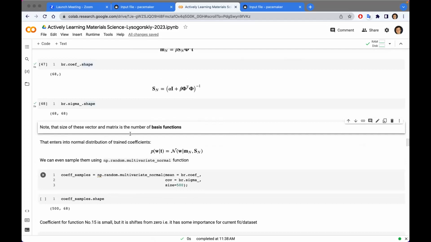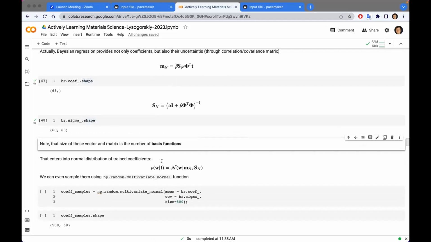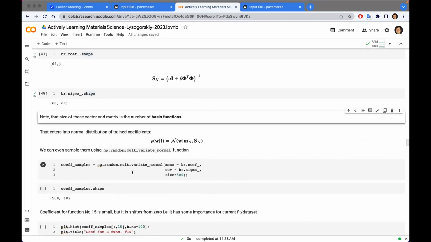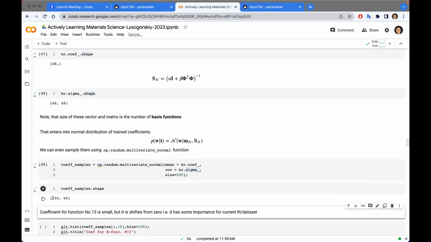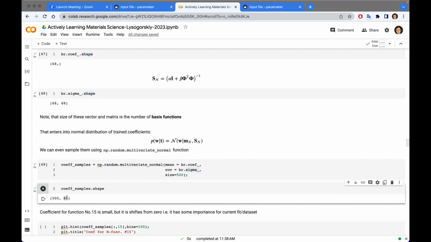And to make the new prediction, we can, yeah, okay. These two guys here define the distribution. Actually, that's a multivariate normal distribution over the parameters. And you can even sample from this distribution, for example, with numpy random multivariate_normal. You can provide these coefficients as the mean and the covariance sigma from Bayesian regression. Let's say I ask to sample 500 random versions of that. So I have 500 samples for each of my trainable coefficients.